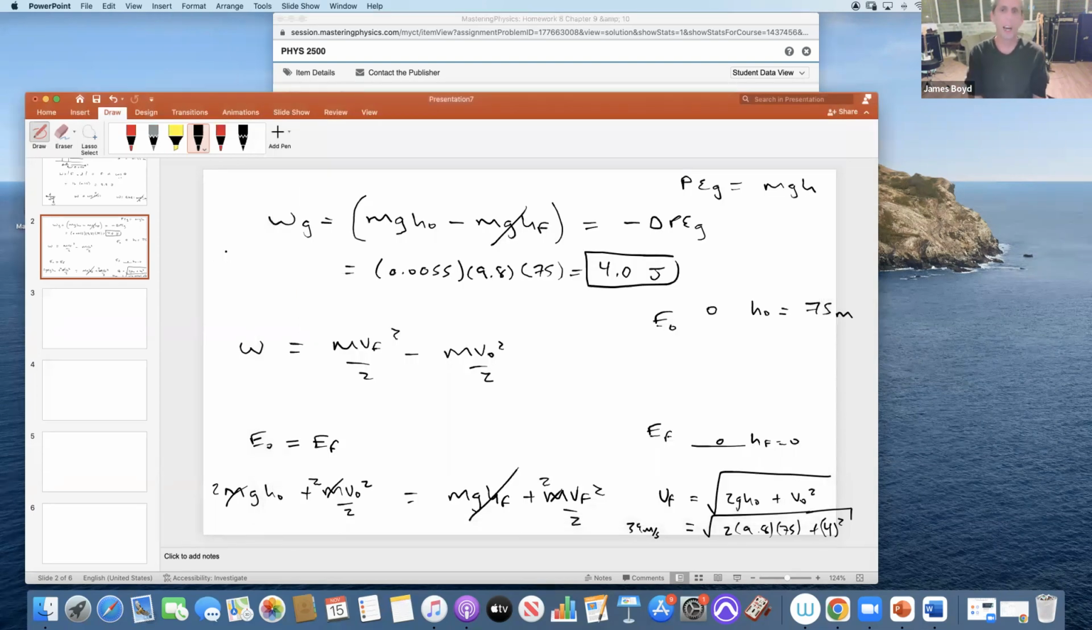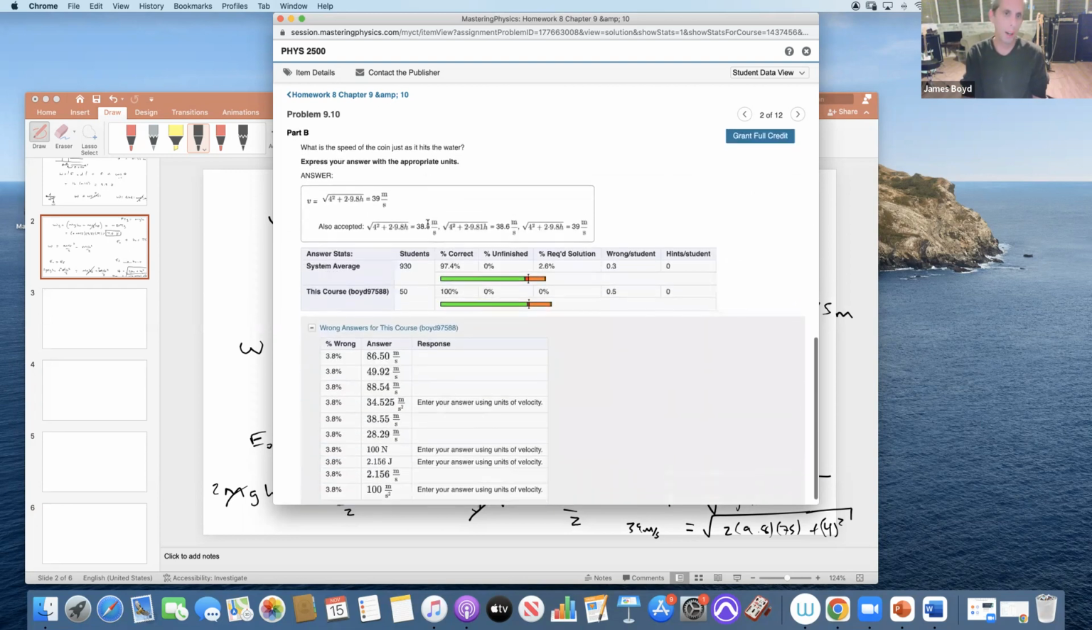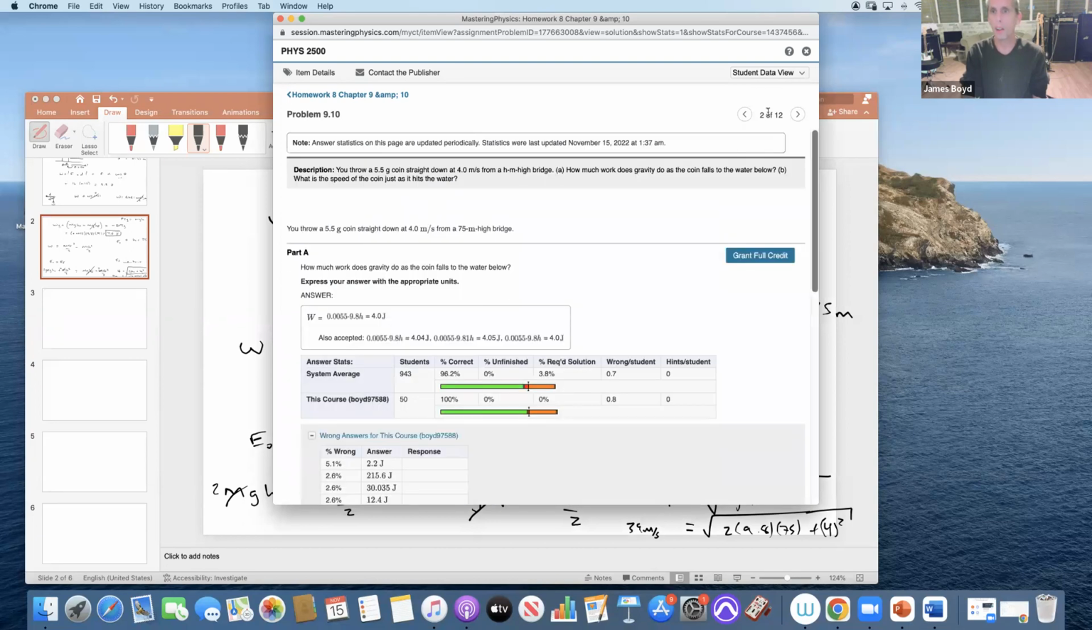So just to recap, the work done by gravity is the change of potential energy of gravity. That's just mgh initial minus mgh final. And we're assuming that h final is 0 in this problem. And then if we use conservation of energy, we can solve this for v final. Just remember that you do have a v initial here. At least you should. Okay, so just make sure you know how to do this. It's not too bad, I hope.